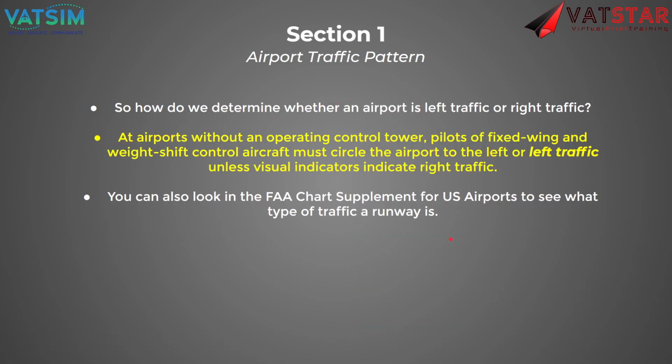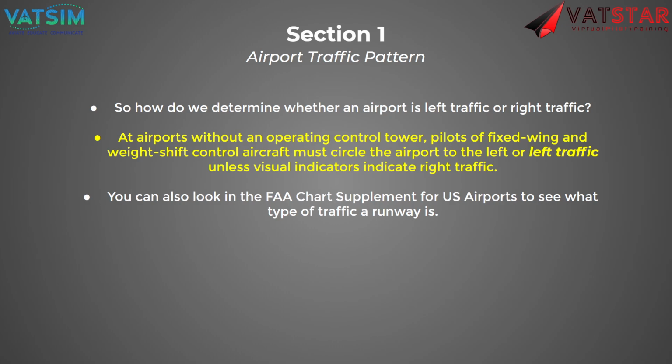So, you might be asking, how do we determine whether an airport is left or right traffic? Well, at airports without an operating control tower, pilots of fixed wing and weight-shift control aircraft, so ultralights, we're not really talking about those, but they must circle the airport to the left by default, right? So the default traffic pattern is to the left.